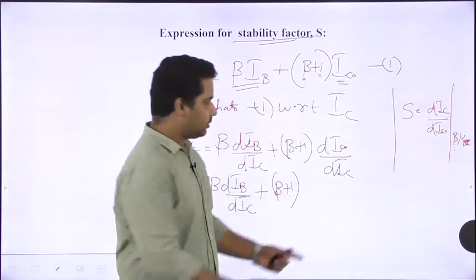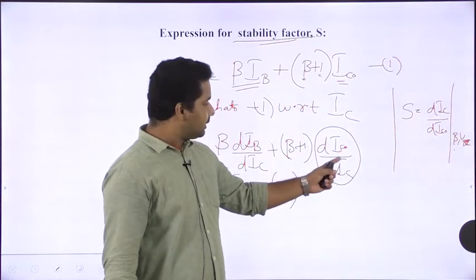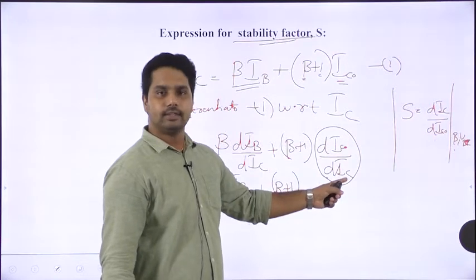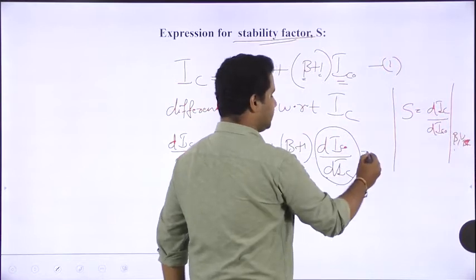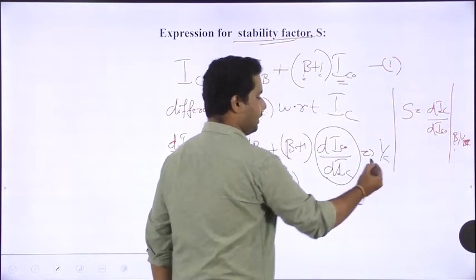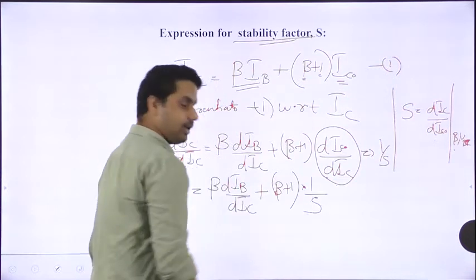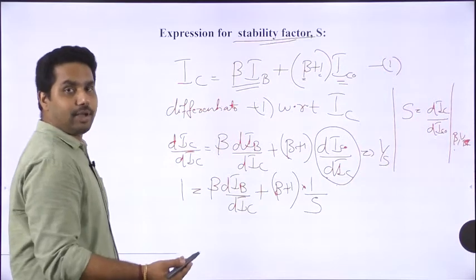What is this? Differentiating IC naught with respect to IC gives dIC naught by dIC. And dIC by dIC naught is S, so dIC naught by dIC is 1 by S. So I can write it multiplied with 1 by S. Now rearrange that. What is our stability factor?